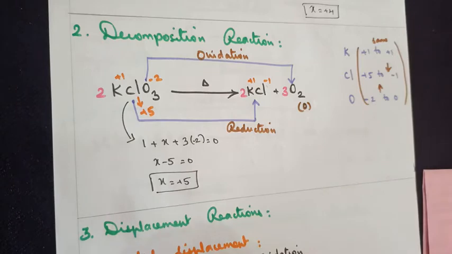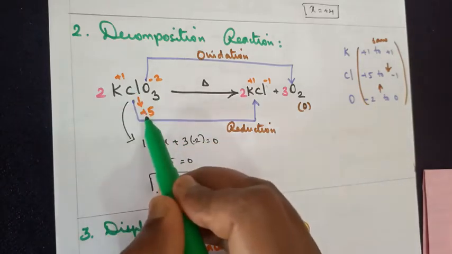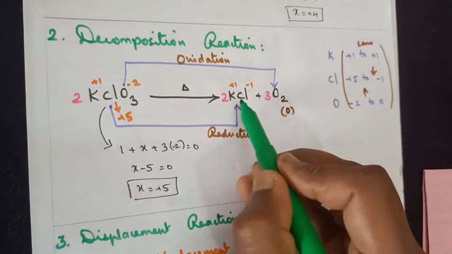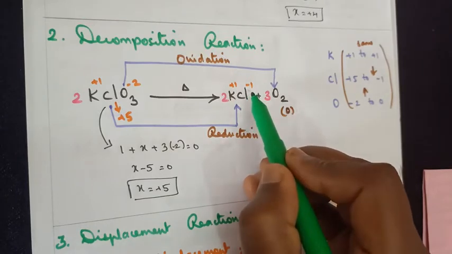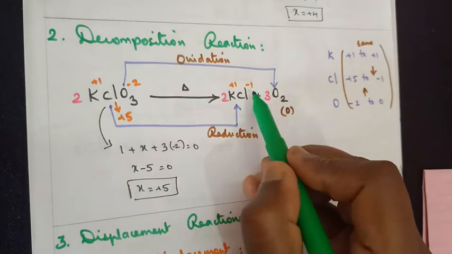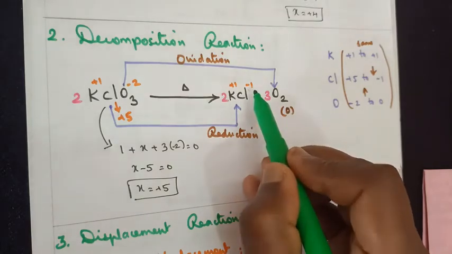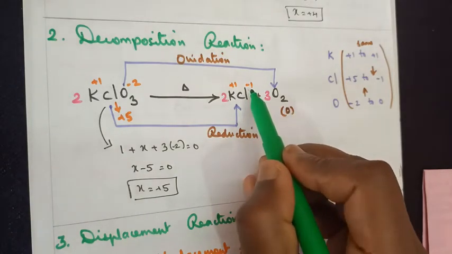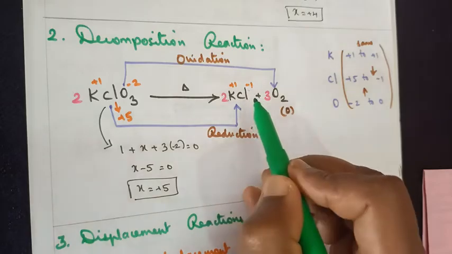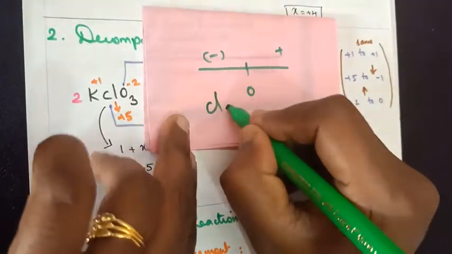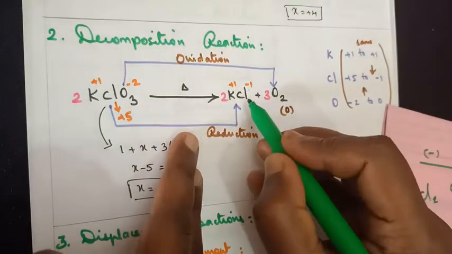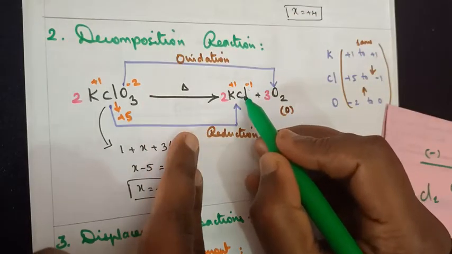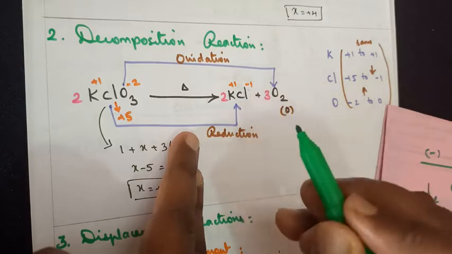X is equal to plus 5. So the charge of chlorine is plus 5. On the other hand, you also know the halogens have a charge of minus 1, unless they are combined with oxygen. Generally the charge of halogens is minus 1. Remember, if you write Cl2, the charge is 0. It's an elemental form. In this case, it's in the ion form, chloride ion. So the charge of the halogen is minus 1.